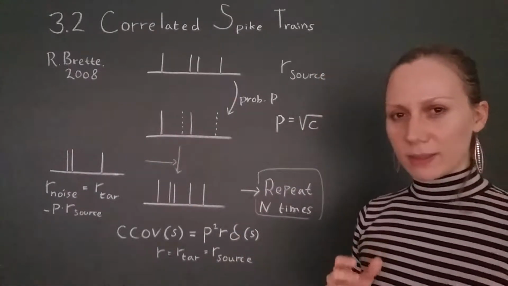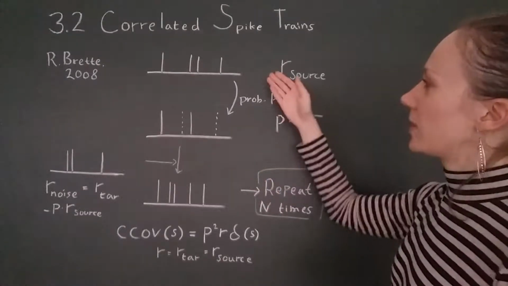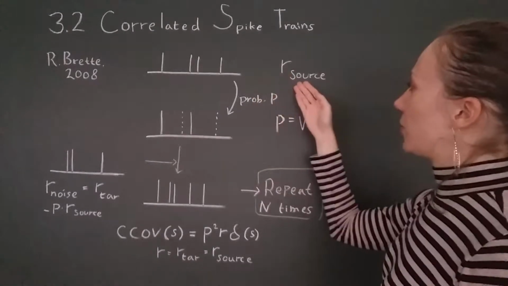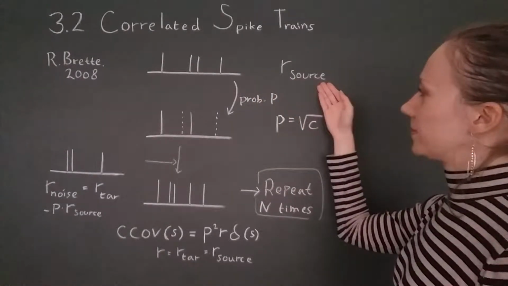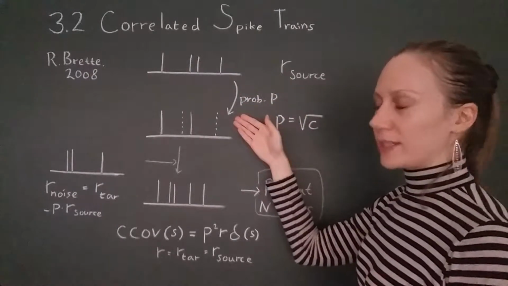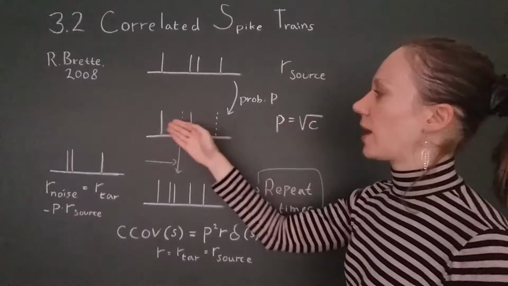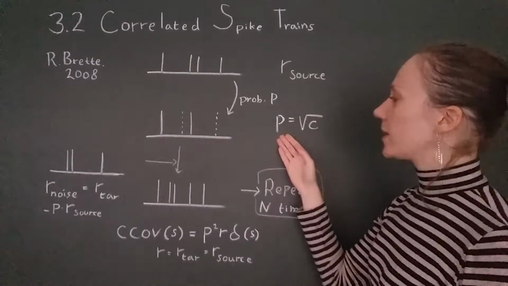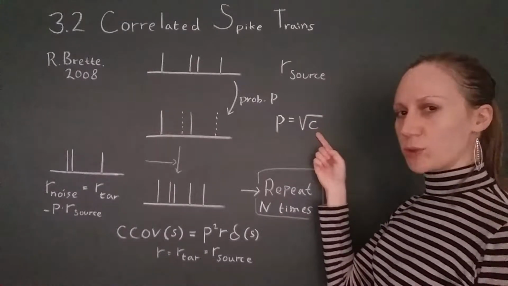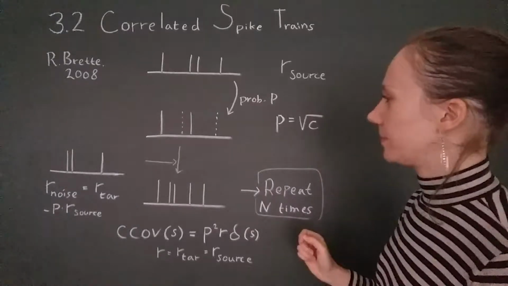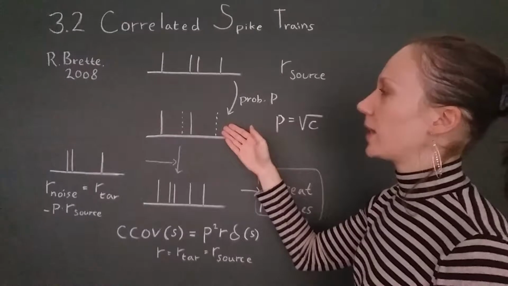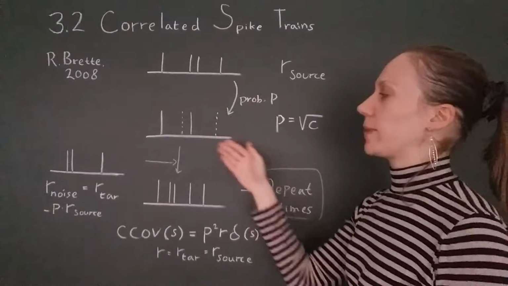In order to create the spike trains, we first take a Poisson spike train, as we have seen before, with the firing rate R source. We then copy these spikes with probability P independently for every spike, where P depends on the correlation C we wish to obtain between these new spike trains. Now, unless P is 1, you will of course obtain fewer spikes here than you had here, so the firing rate will decrease.